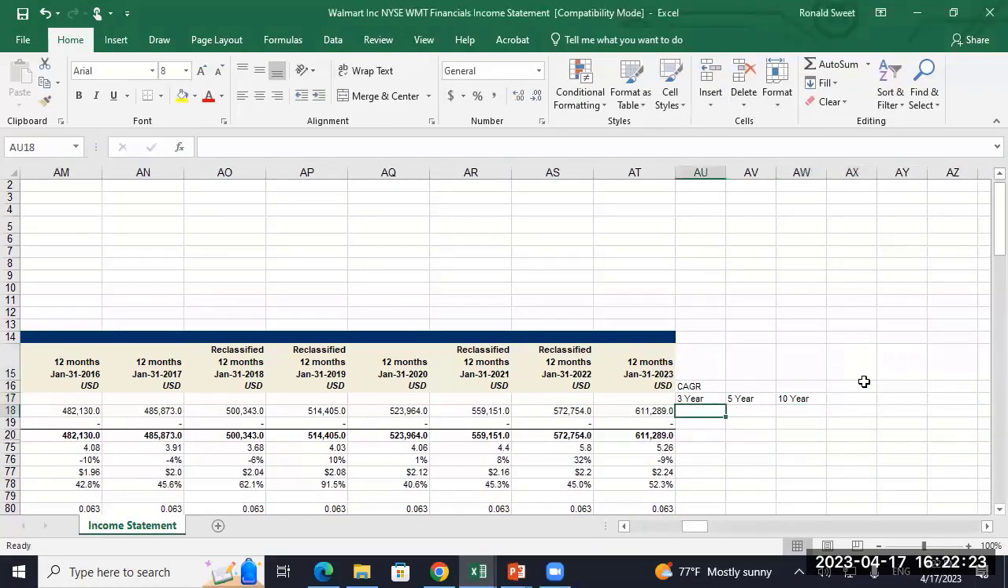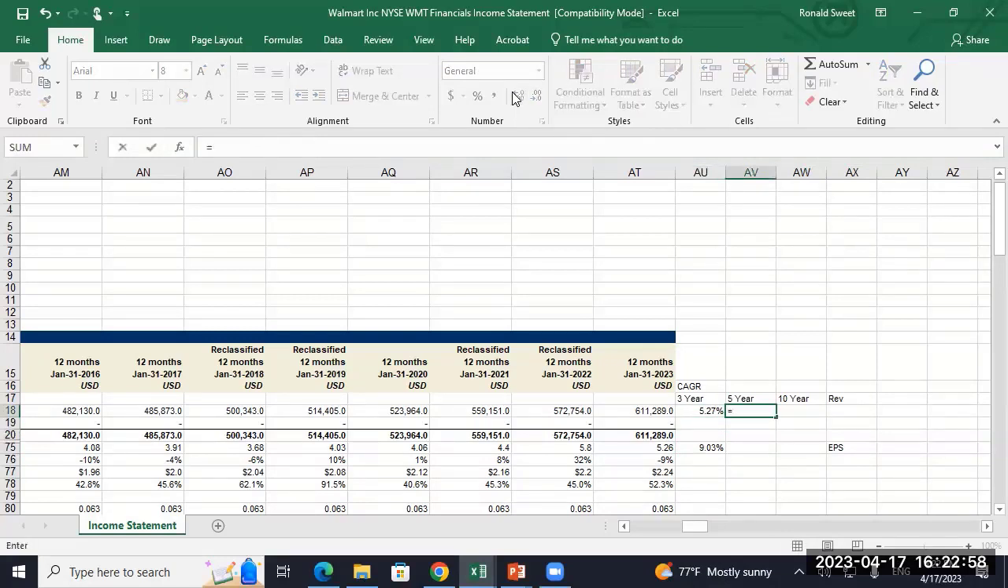Y'all know how to do CAGRs, right? So here's revenue. You take the ending number, divide by the beginning number. You have to go back not 3 years, but 4, because you need a base year. Raise that to the 1 divided by 3, minus 1. Do the same thing for earnings per share. So the earnings per share the last 3 years is really big growth, 9%.